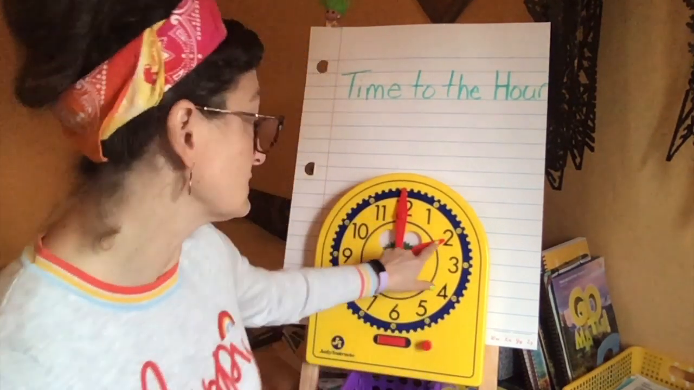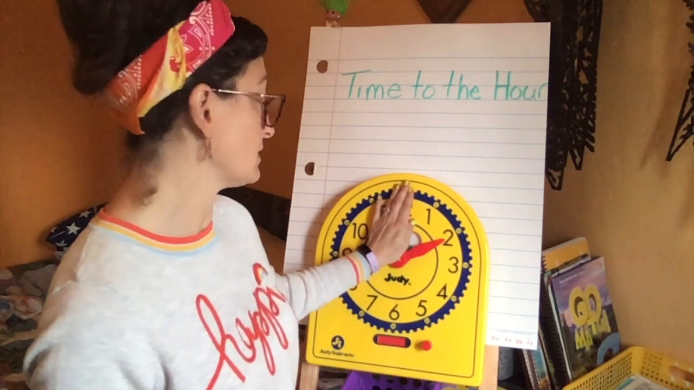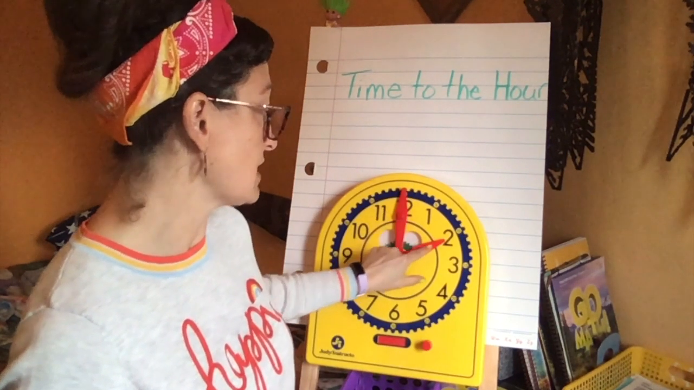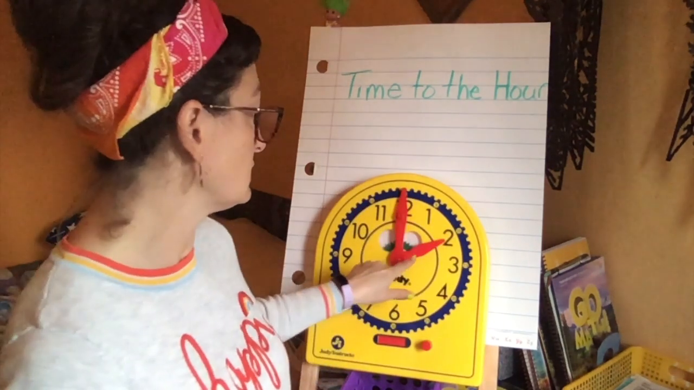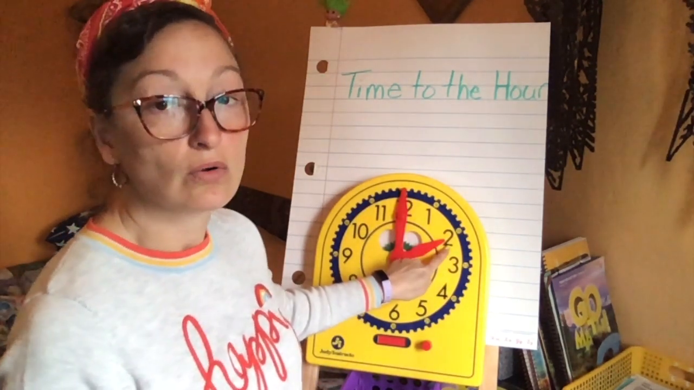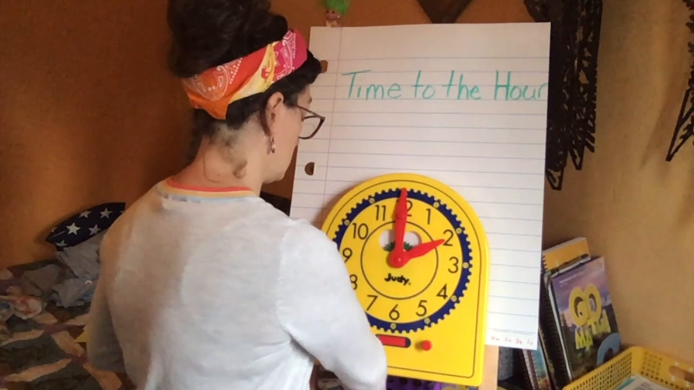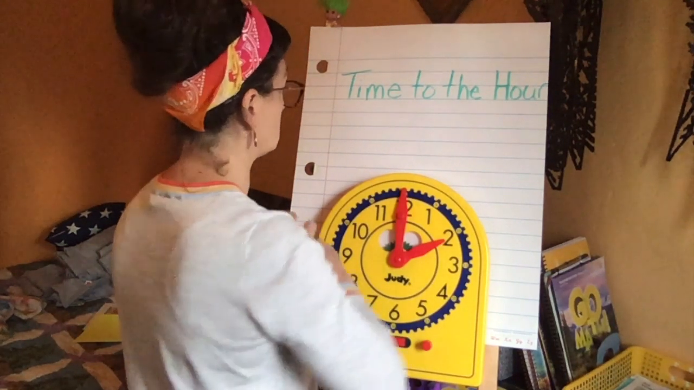And then if you look on page 544, it has you look at what number the hour hand is pointing at. So ignore my big minute hand, and we're just going to look at the hour hand. What number is it pointing at? 2. So it tells us it is 2 o'clock. Or you would write it like this.